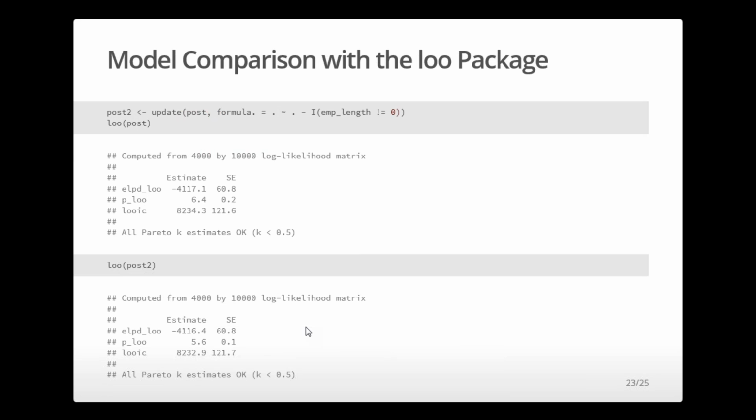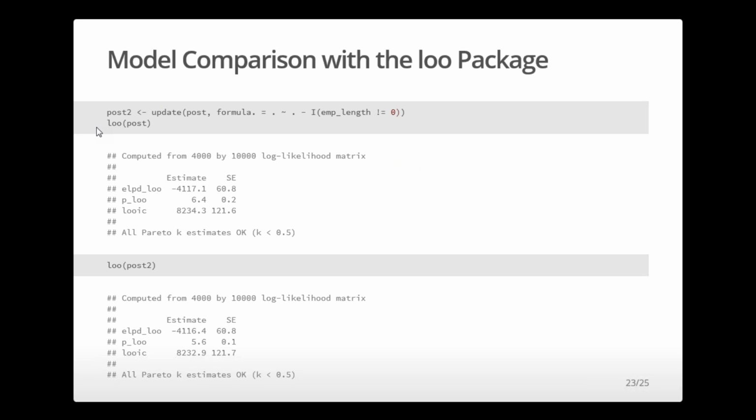Another thing that is particularly easy to do with the functions in rstanarm is model comparison. This is using a function called loo, from a package called loo, that is geared toward model comparison. So I might estimate a second model. I can use the update function for that, and this basically says estimate the same model but take away the variable that pertains to whether the person has a job. And so we can then compare the original model and the second model using the loo function.